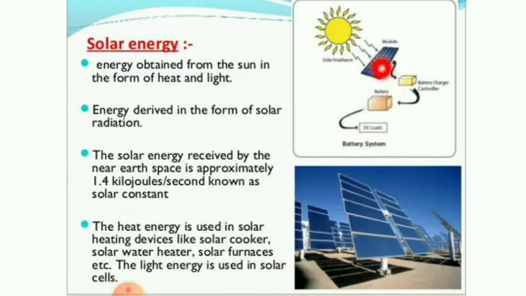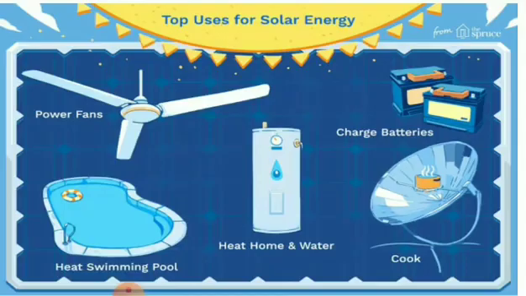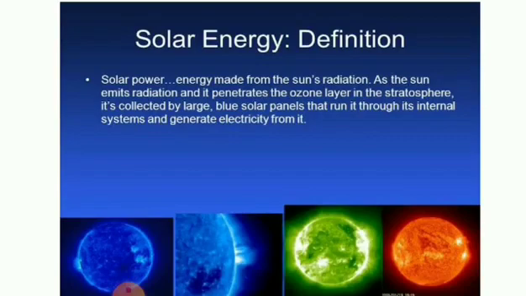This cell is converting this energy, right? So these are the top uses of solar. What are they? Power fan, heat swimming pool, heat home and water, charge batteries, and solar cooker. Solar energy is solar power made from the sun's radiation. The sun emits radiation and it penetrates the ozone layer in the atmosphere, the stratosphere. Right? It is collected by large blue solar panels that run it through internal systems and generate electricity from it. This is the definition of solar energy.